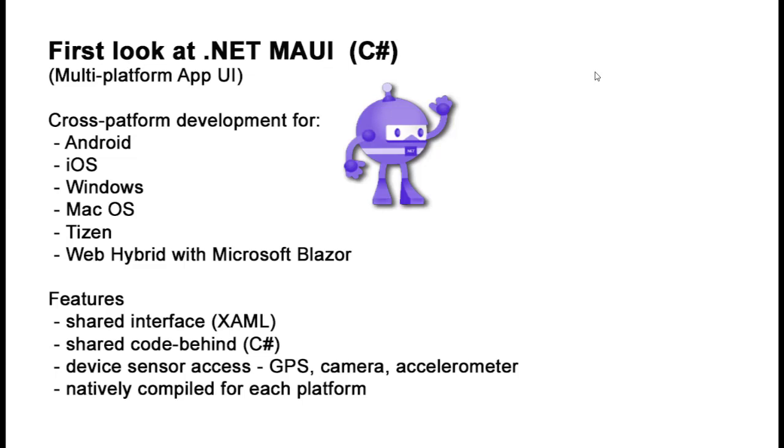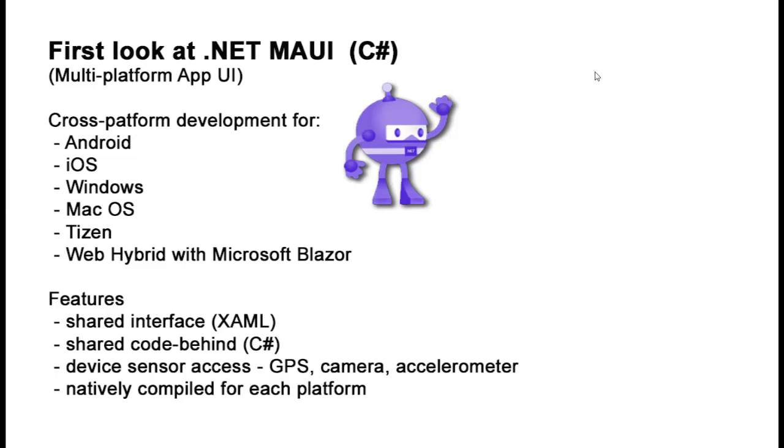We can do Tizen, and Tizen is an OS put forth by the makers of Linux and Samsung, and it's used in things like Samsung TVs and so forth. We can also create web hybrid apps for those different platforms along with Microsoft Blazor. The features are kind of the same as what Xamarin had.